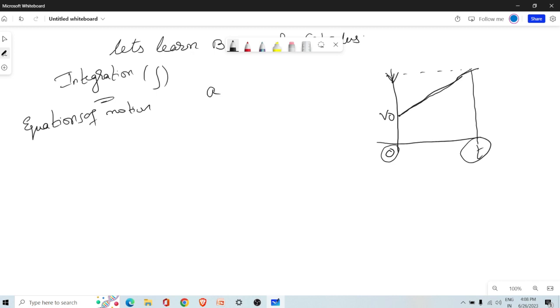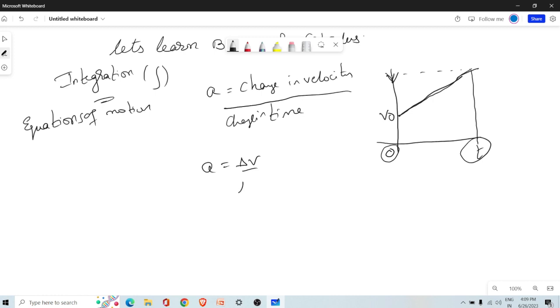So let us see what acceleration is. Acceleration is change in velocity by change in time. So what I can write here is change in velocity as delta v by change in time as delta t. This is simply dv by dt. So acceleration is dv by dt. Then I can write a into dt as dv.